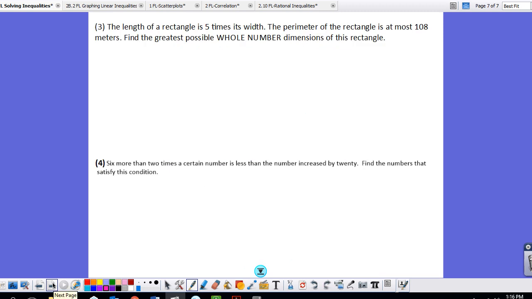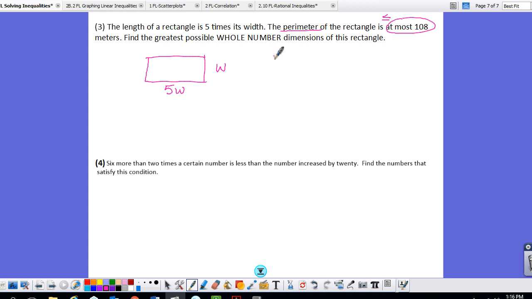All right, last slide. The length of a rectangle is 5 times its width. So that means our width is W, and then the length is the other side. It has to be 5 times as long. The perimeter, so it means we're going to add all the sides, is at most 108. At most means less than or equal to.